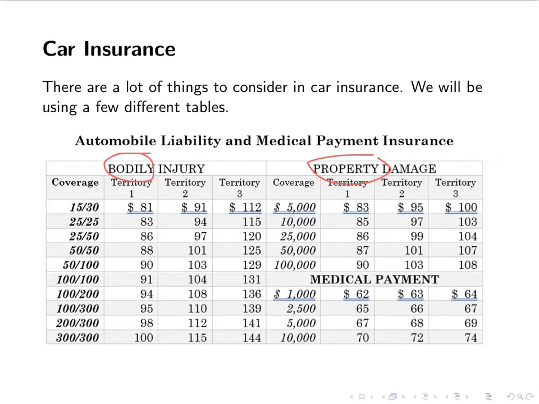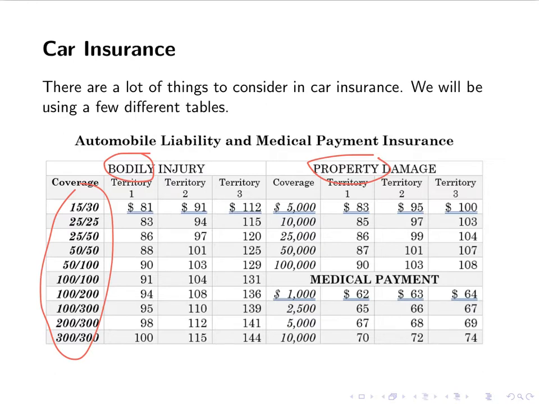In bodily, we have sets of numbers. It's a number and then slash another number: 25/50, 100/200, 25/25. The first number is how much the insurance company will pay per person. The second number is how much they will pay for all people combined.